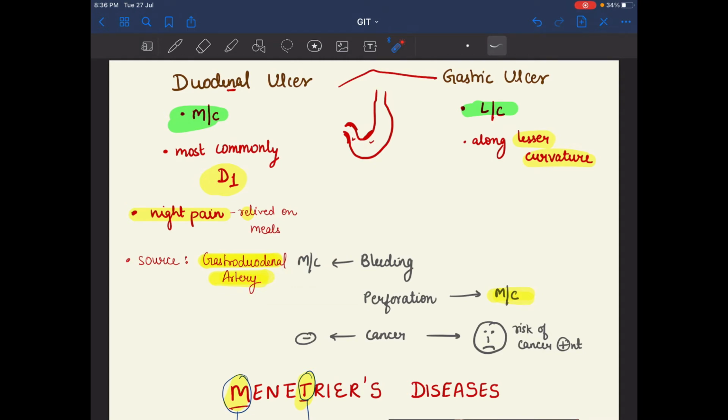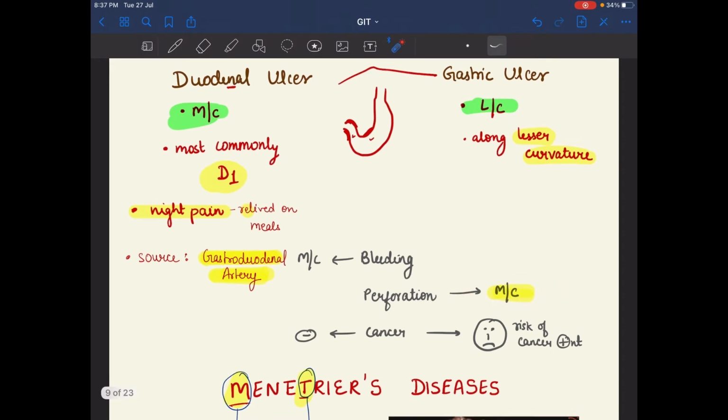Perforation is absent in duodenal ulcer, while perforation is seen most commonly with gastric ulcer, and the risk for cancer is also present with gastric ulcers. I hope you all have the points clear about the duodenal ulcer and the gastric ulcer. Now next, move to Menetrier's disease.